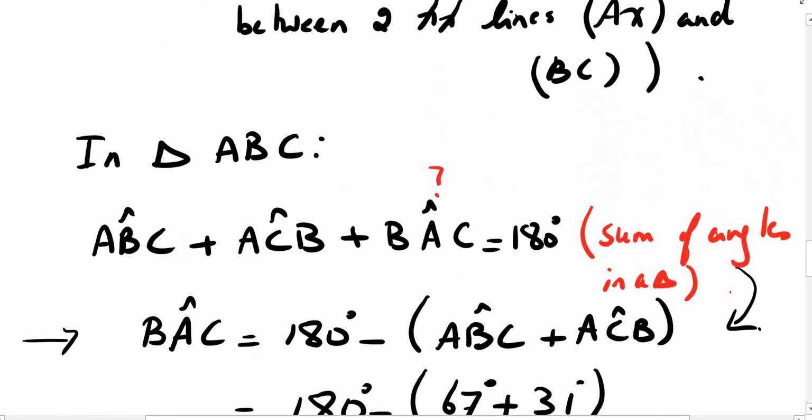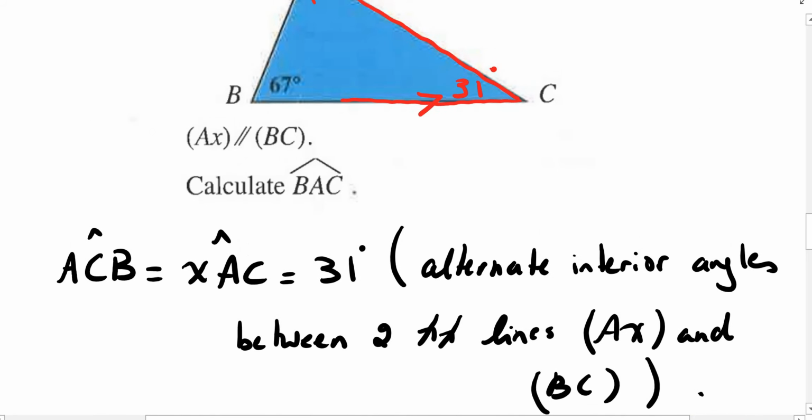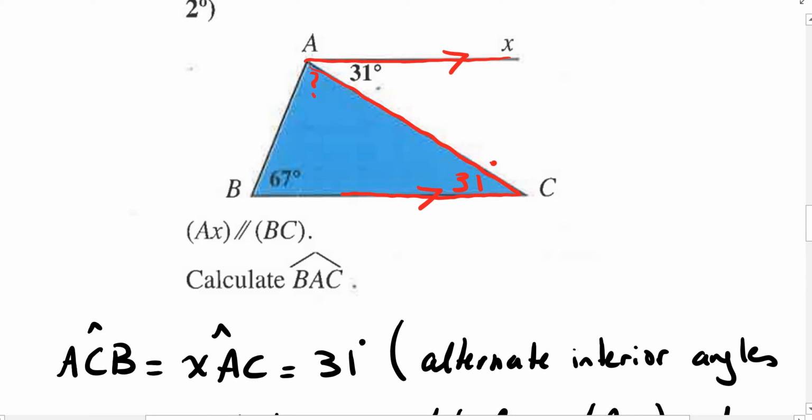So what I did here is I used the property of two parallel lines that are crossed or cut by a secant in order to get the alternate interior angle, and after that I get the missing angle A.